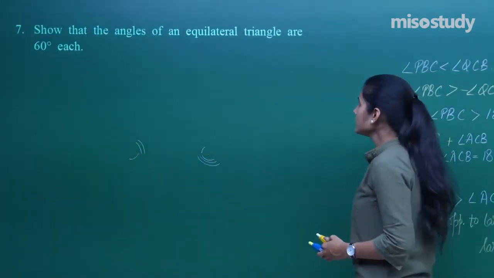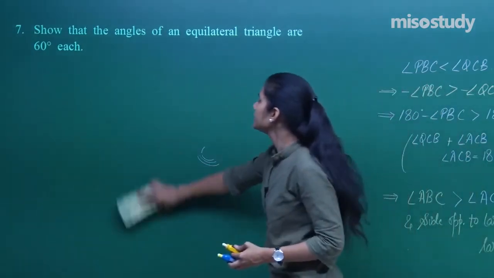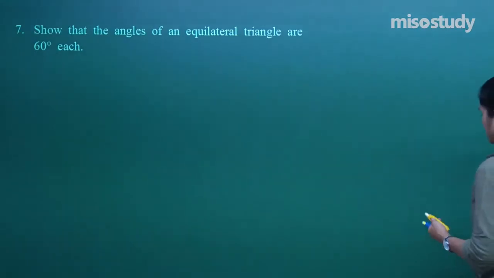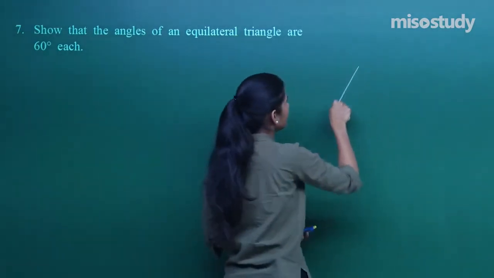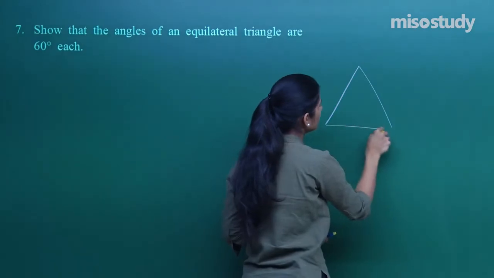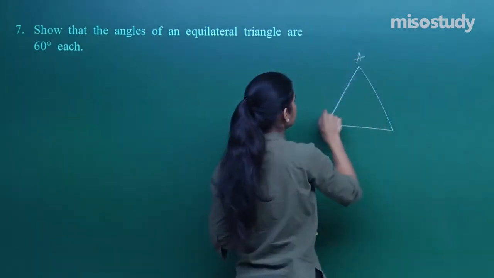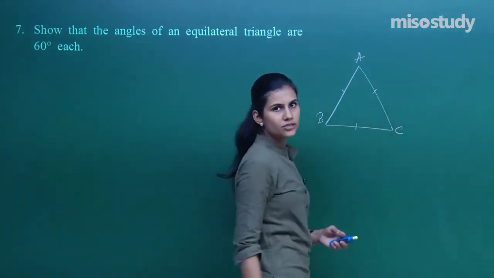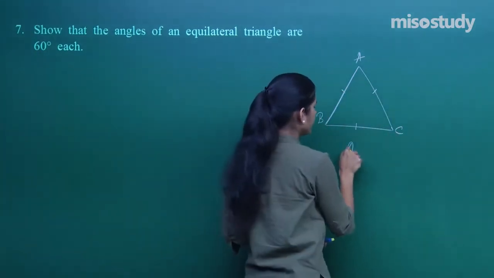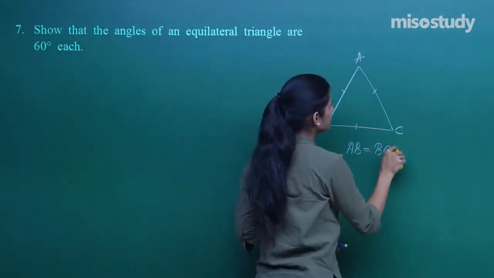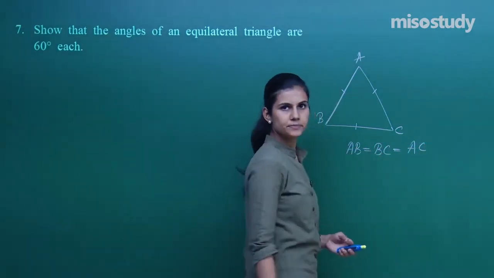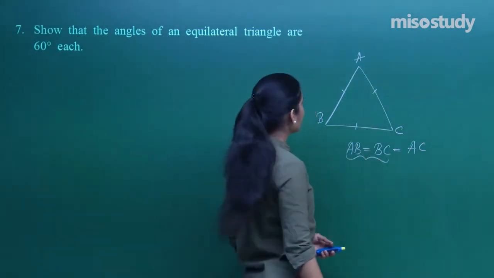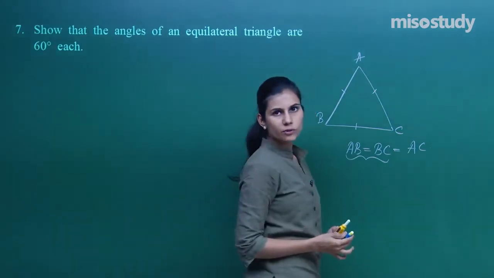Next I have shown that the angles of an equilateral triangle are 60 degrees each. Now this is really a cakewalk. How to show this? Equilateral triangle. You already know that the triangle given to you is an equilateral triangle. That means whatever is AB, same is BC, same is AC. These three sides have the same length. AB is equal to BC is equal to AC. If AB is equal to BC, then angles opposite to equal sides are equal.